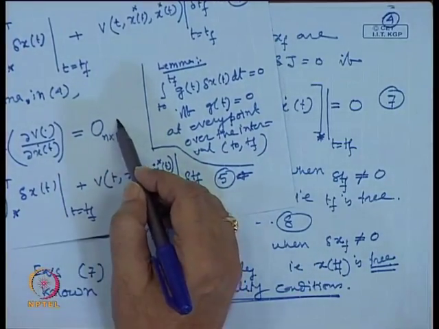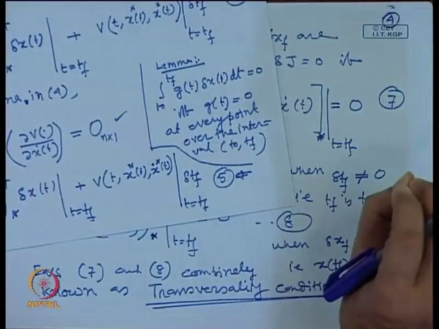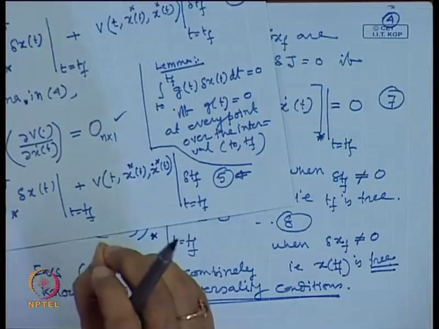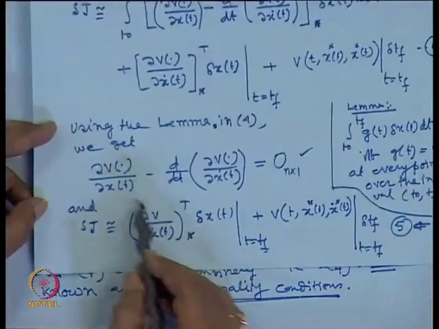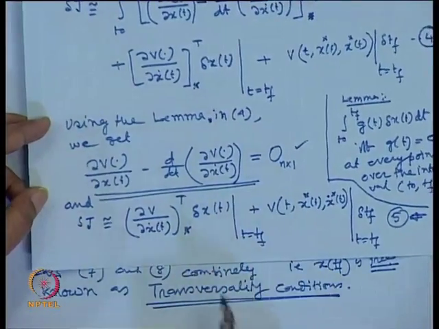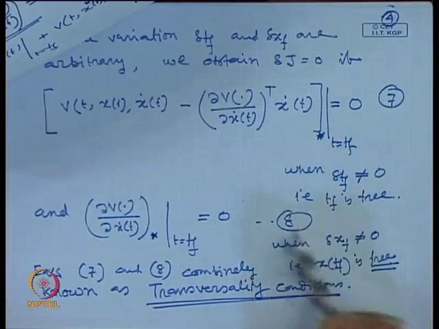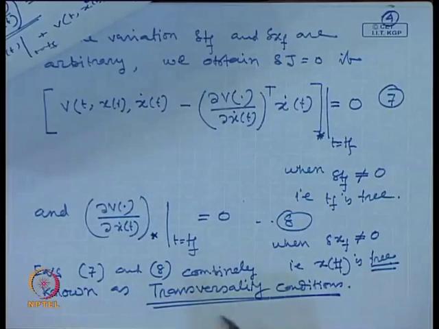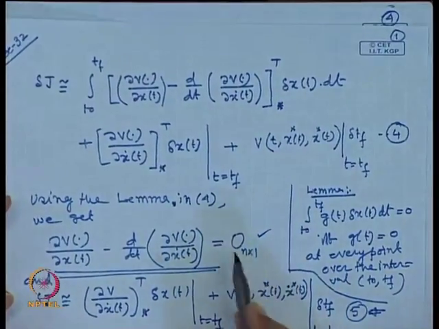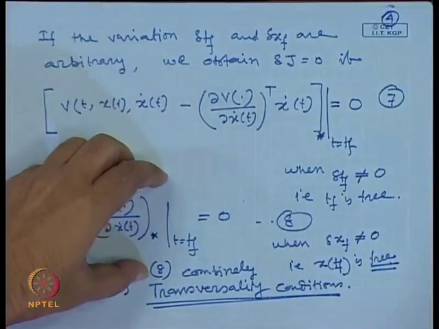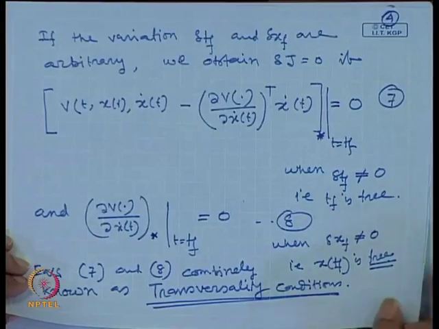This equation must be satisfied. So one end is fixed, the other end is free, and in order to optimize the functional J, we have to satisfy first the Euler-Lagrange equation. In addition to that, we have terminal conditions, these 7 and 8; these end conditions are called the transversality conditions. Simultaneously, we have to solve this equation using the end conditions. That means we will get an optimal trajectory for this problem.